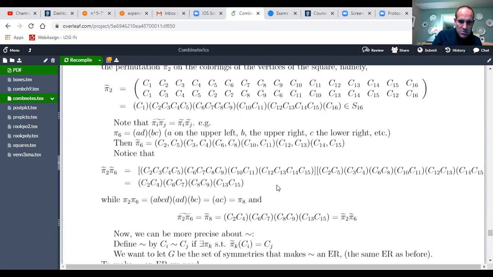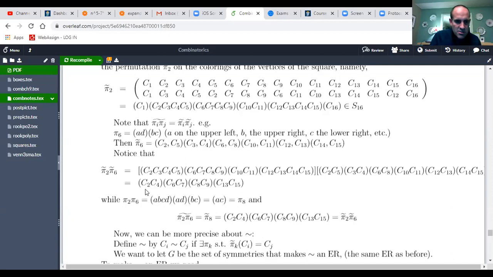So if you go through and do that with all of these, let's just do one more for good measure. Where does C3 go? If I apply pi 2 to C3, it goes to C4. So pi 2 is done operating. And then where does C4 go? Back to C3. So overall C3 went to C4, which went back to C3. So the coloring C3 is fixed by this thing, which is why it doesn't appear here.